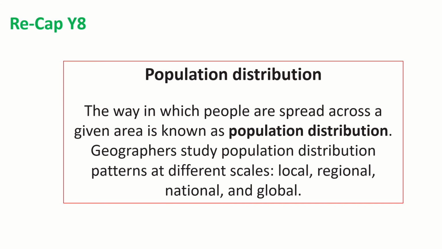Population distribution is the way in which people are spread across a given area. Say I have 2 cities and there are 100 people, and I put 50 people in each city, the population distribution is even. If I put 60 people in one and 40 people in the other, my population distribution is uneven, because more people live in one city than in the other.